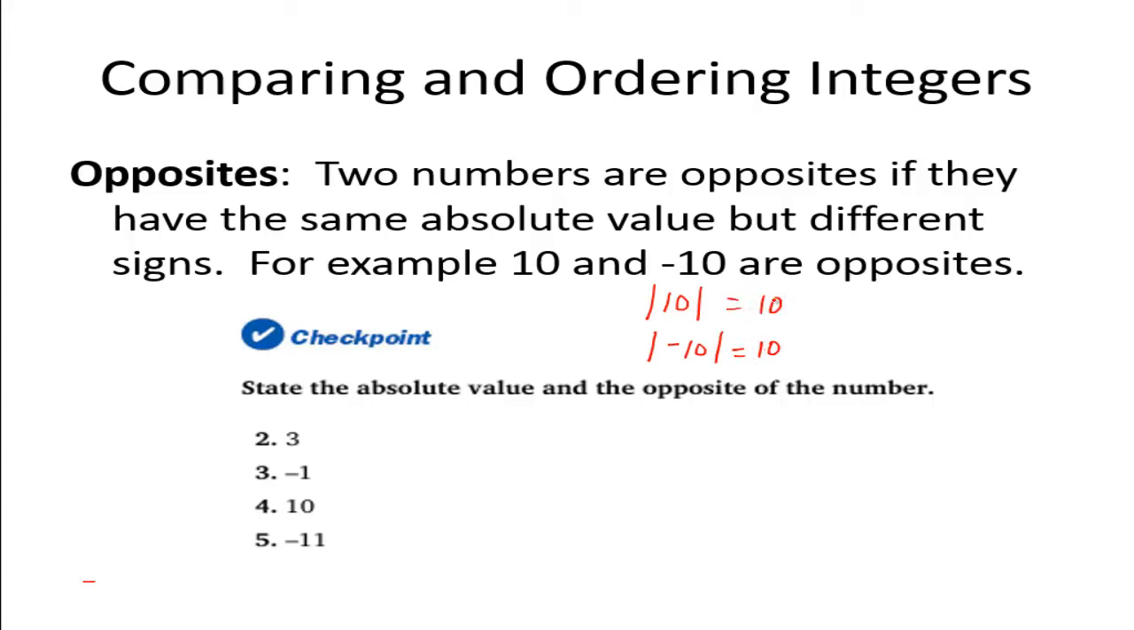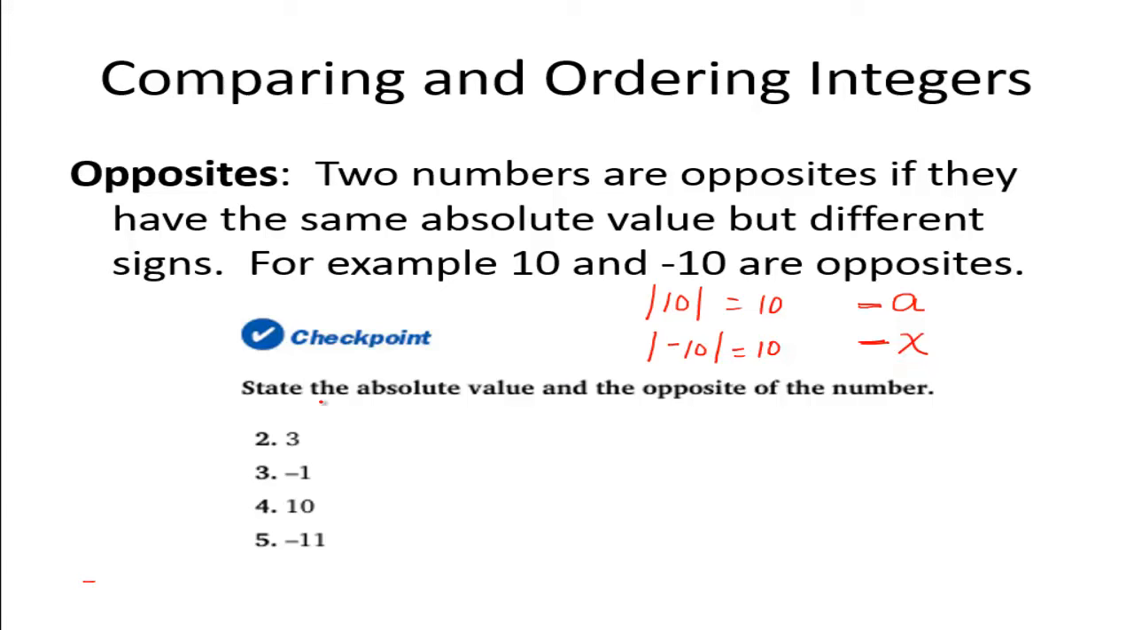So when this happens, that means that 10 and negative 10 are opposites. And another thing I want to mention is that whenever you see a negative sign in front of a variable, like negative a and negative x, for example, we will read this as the opposite of a, and we will read this as the opposite of x. Keep that in mind, okay?